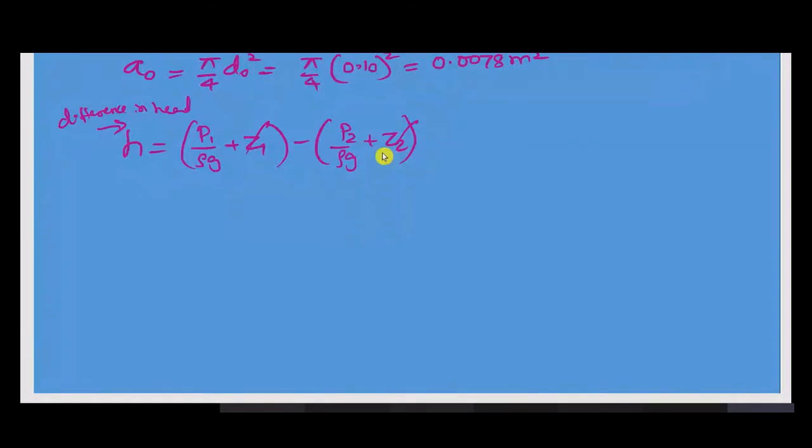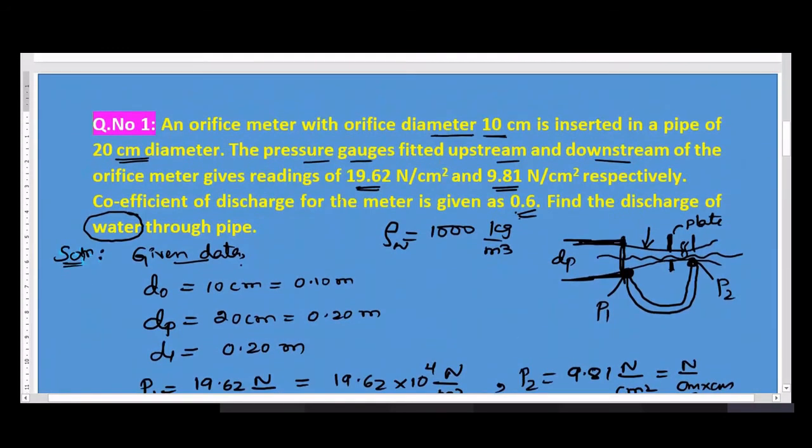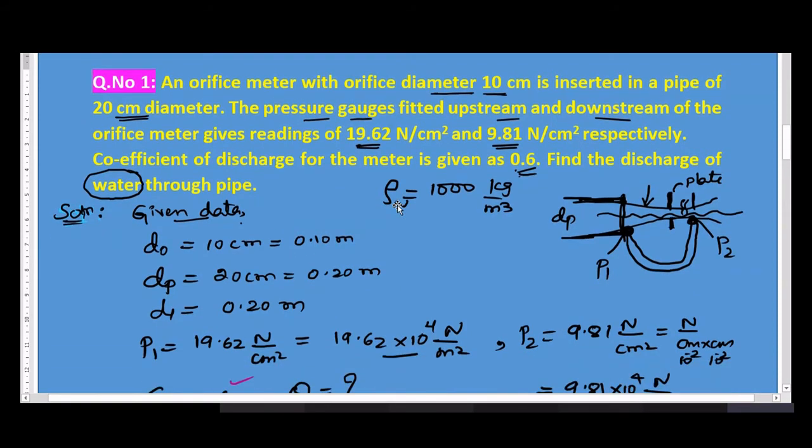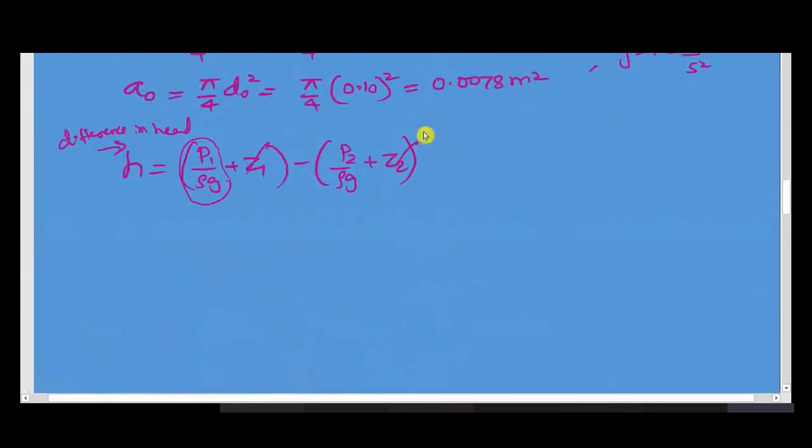Both get cancelled. Now P1 by rho G value is given directly. How much is the value? It is given, see here. What he has mentioned, the pressure gauge value, he has mentioned directly. So that value we will consider in substituting. Now P1 he has given. You calculate P1 by rho G after substituting. Will you calculate separately or will you substitute directly? You will substitute directly. What is the value of P1? P1 is given 19.62 into 10 to the power of 4.